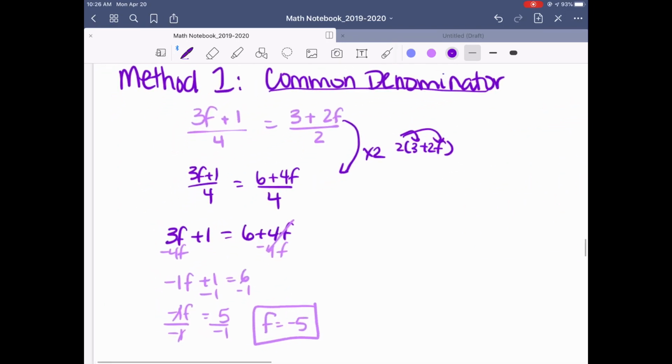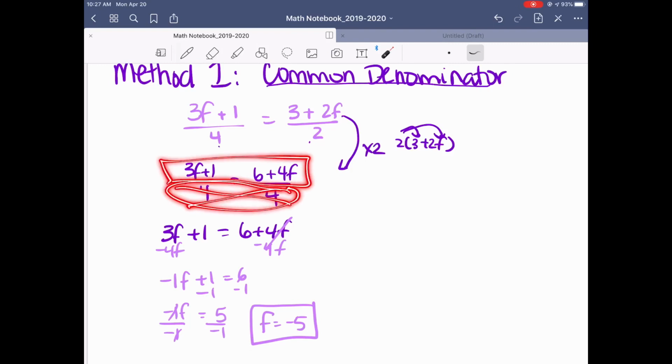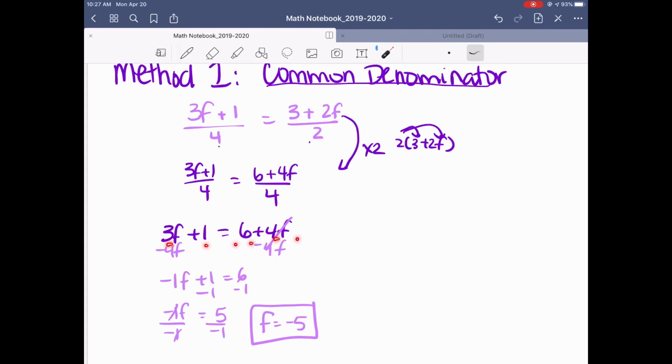So if you did a common denominator, you should have seen that the common denominator is 4. So you'd have to multiply this one by 2. So multiply 2 by 2, you get 4. Multiply 3 plus 2f by 2, you have to distribute, which gives you 6 plus 4f. And now that you have a common denominator, you can just cancel it out and just solve what's on top. So then you have 3f plus 1 equals 6 plus 4f.